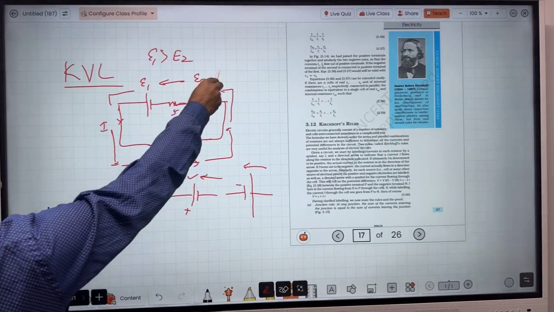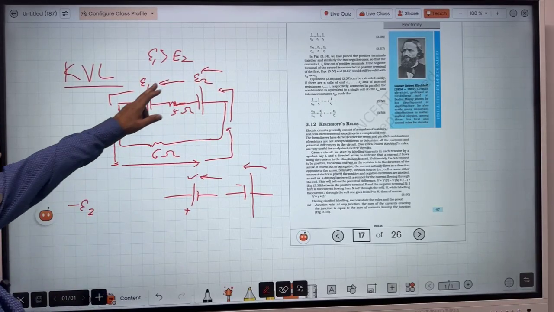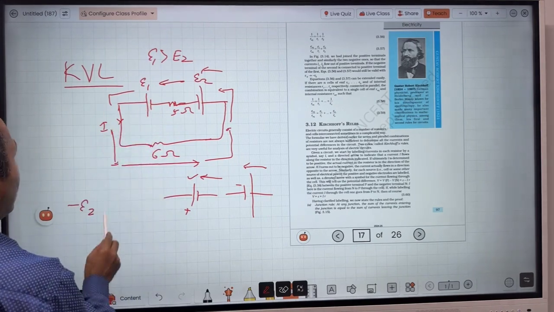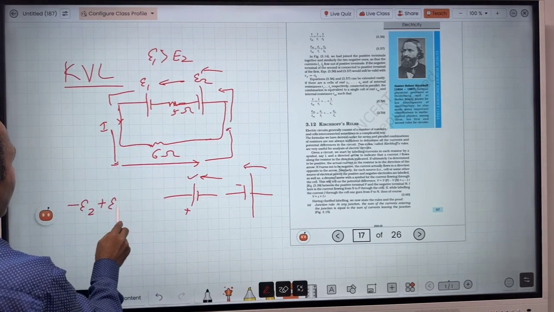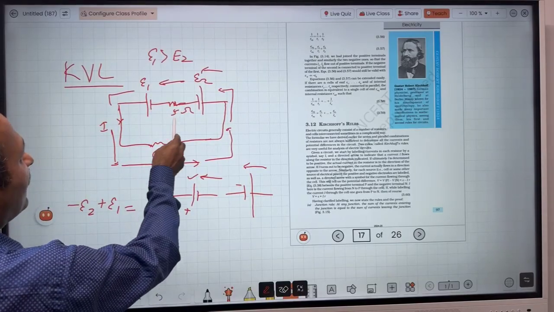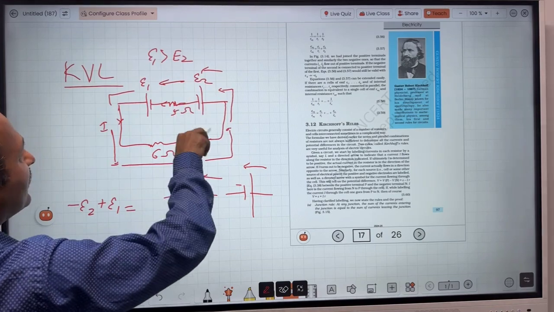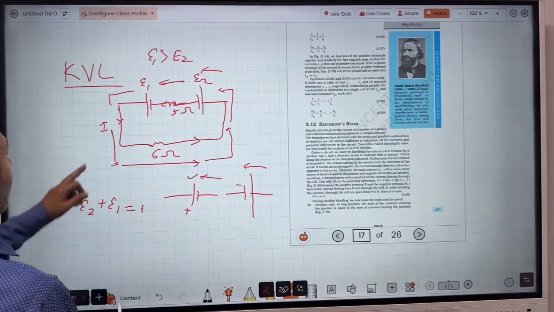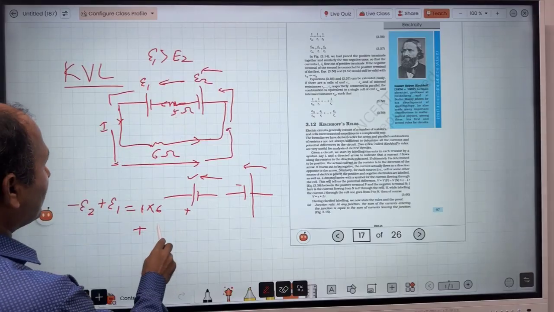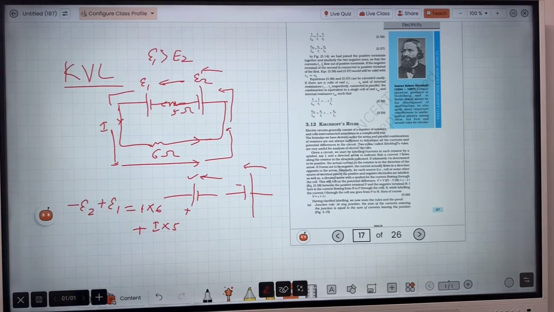So you are moving in this direction. So E2 will be negative. So minus E2, and you are moving in this direction. Here you are confronting the positive plate of E1. So E1 must be equal to, if you are moving in the direction of current, then IR will be positive. So here current is flowing in this direction, so you are moving in the direction of current. So I into R, I times 6 plus here also I times 5. Correct. So this is a simple example.